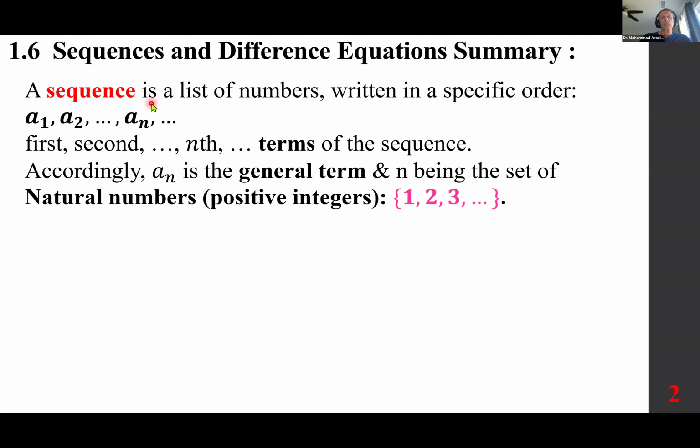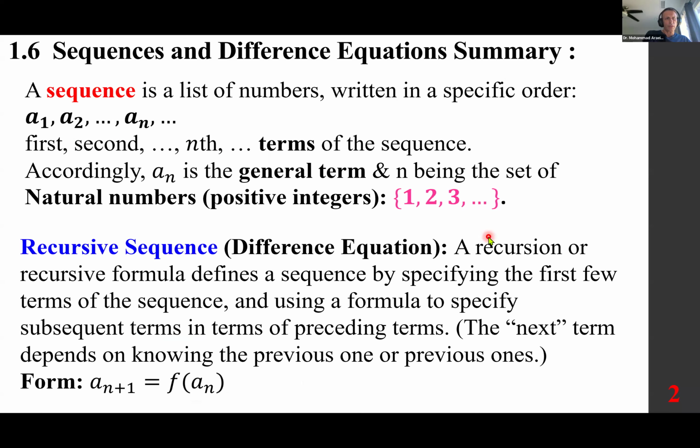A sequence is a list of numbers written in a specific order: a sub 1, a sub 2, a sub n, the first, second, nth terms of the sequence. Accordingly, a sub n is the general term, and n belongs to the set of natural numbers or positive integers, 1, 2, 3 to infinity. By the way, natural numbers, positive integers, or counting numbers are the same thing.